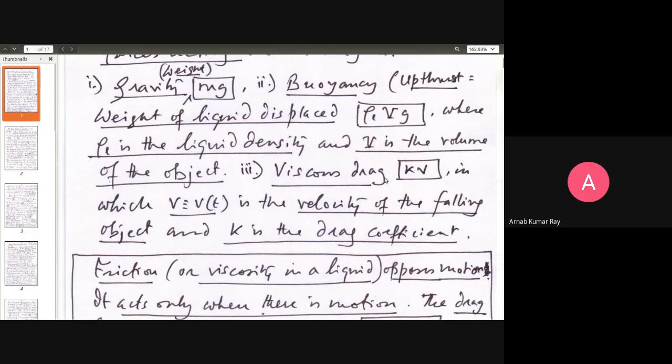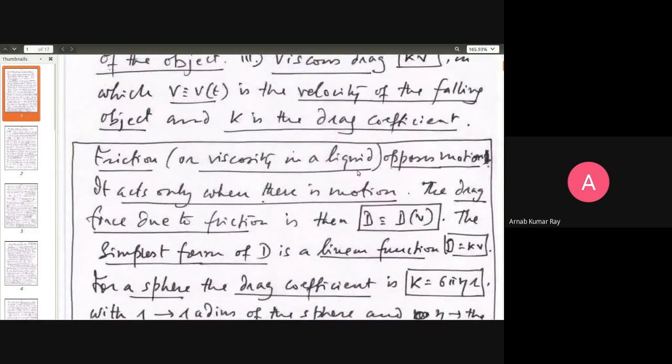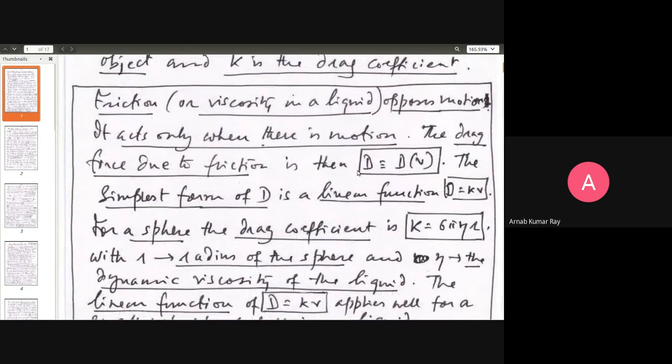And k is the proportional constant of resistance. The resistance will be proportional to the velocity with which the object is falling through this liquid column, and k will be the drag proportional constant. It is known as the drag coefficient. So here there's a little discussion. Follow this point carefully: friction or viscosity in a liquid opposes motion. It acts only when there is motion, right?